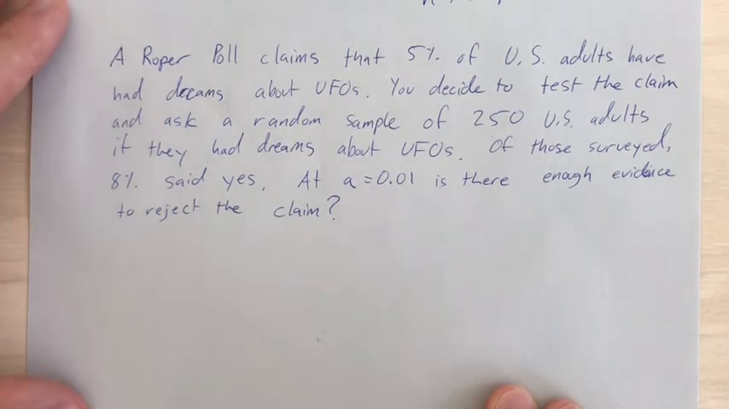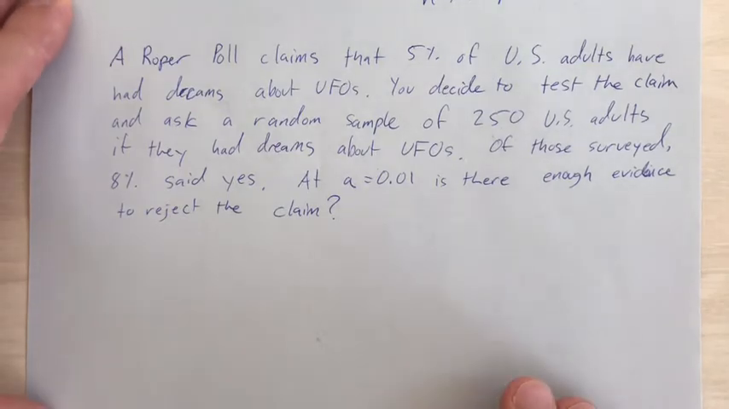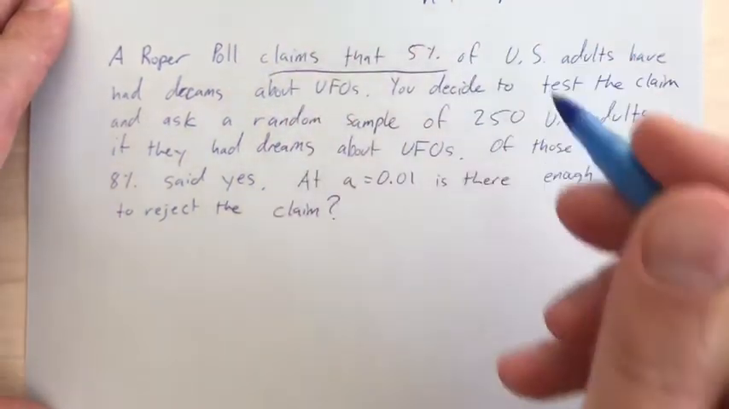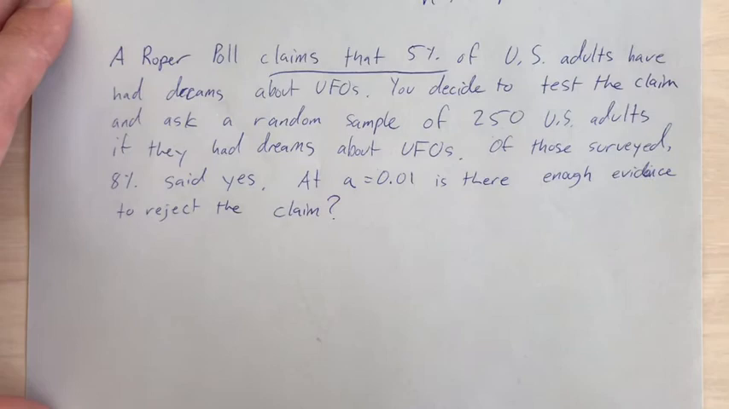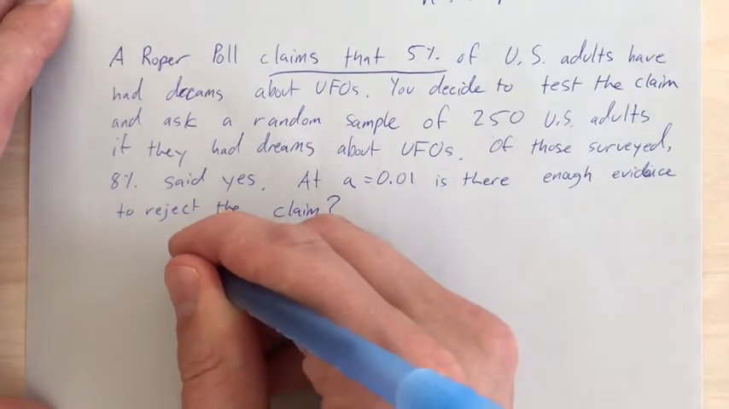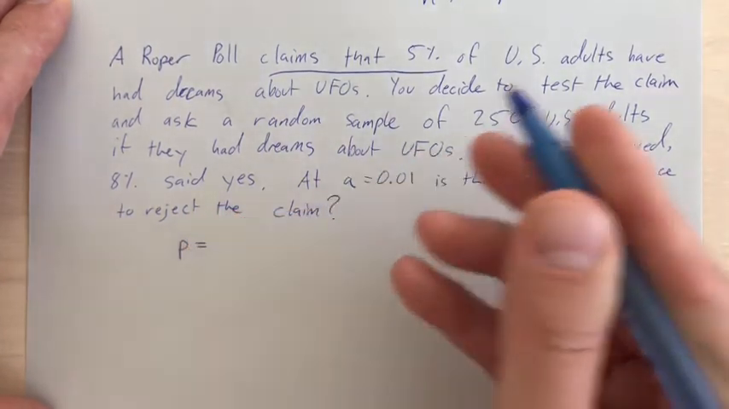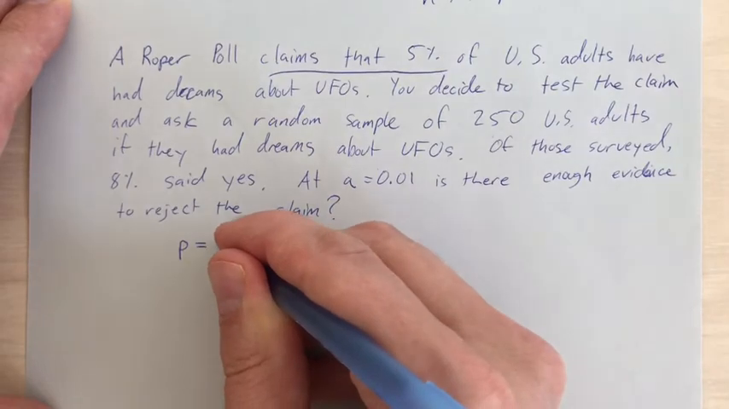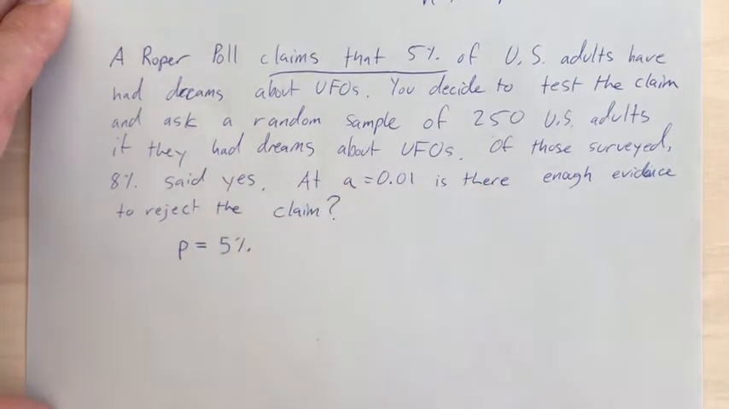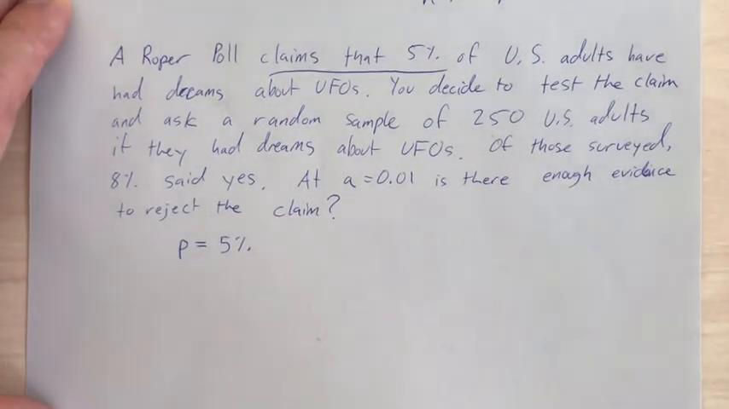All right, so as always, we're going to start with the null and the alternative. The claim is that 5% of U.S. adults have had dreams of UFOs. So I know in the past we've been using mu because we've been dealing with averages. In these problems, we are going to start using P instead of mu, obviously, because we're dealing with percentages. So our claim, honestly, is P equals 5%. Now, you can write this as a decimal. In the claim, I generally just write these as percents. It's really up to you how you want to do that.